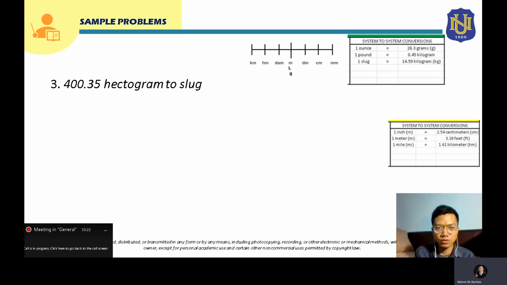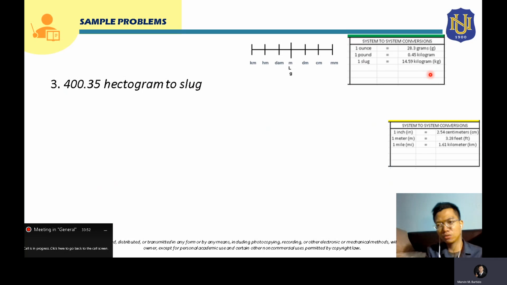So let's proceed now to the third example. This will be from hectogram to slug. As you can see in the table, we don't have a direct conversion from hectogram to slug, but we have here slug to kilogram. So what we can do here is convert first hectogram to kilogram, so that we can use this conversion. So let's convert hectogram to kilogram.